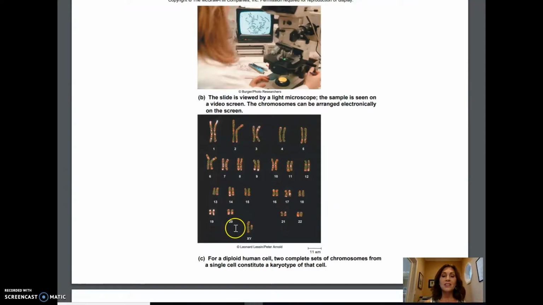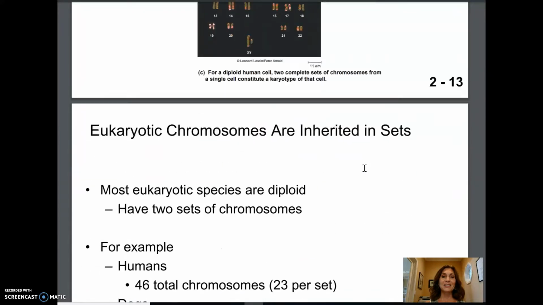The X and Y chromosomes are obviously different from one another. The Y chromosome is quite small and the X is quite large. But this picture here is what we call a human karyotype. Karyotypes can be done for all types of organisms: humans, dogs, cats, plants. You name it, you can do a karyotype for the most part.